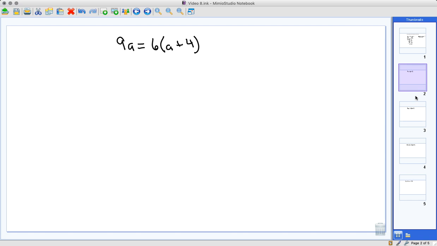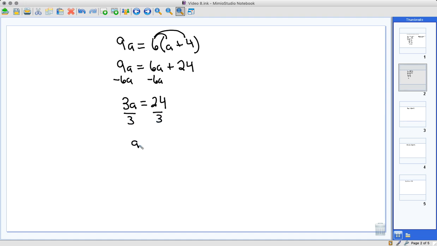So this combines our distributive property and variables on both sides. So guys, don't try and subtract the a first, because remember, multiplication has to happen first. So we have to use that distributive property. So 6 times a is 6a. 6 times 4 is 24. So then this side only has a's on it, so I'll probably move all of my variables to that side. So I'm going to subtract 6a from both sides. So 3a equals 24. And then divide both sides by 3. A is 8.